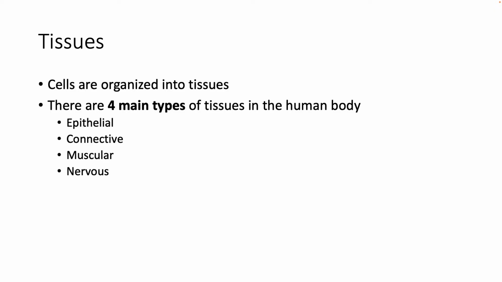Epithelial tissue, what we're going to be talking about today, covers the body and lines the internal organs. Connective tissue binds together, connects everything, and supports structures in the body. Muscular tissue is important with movement, both of the body and within the body. And nervous tissue is involved with communication.